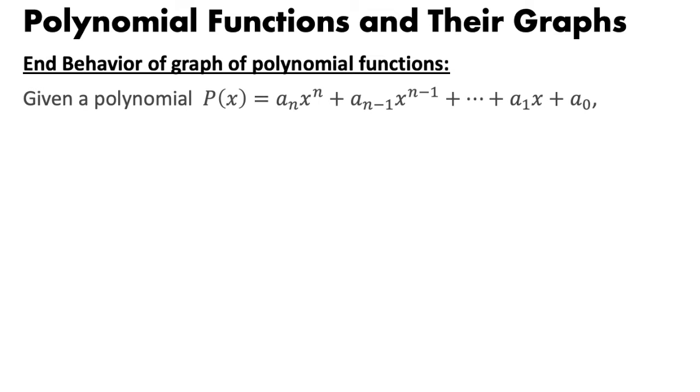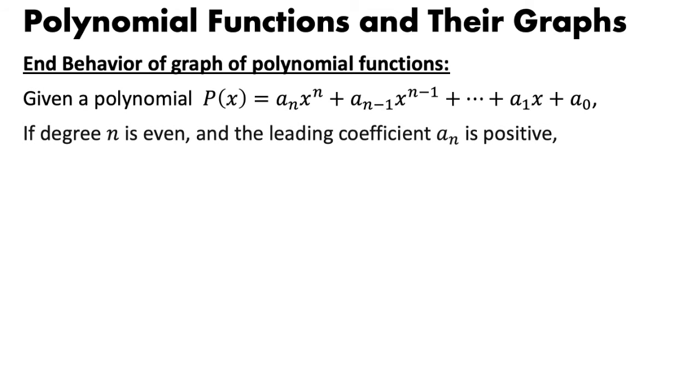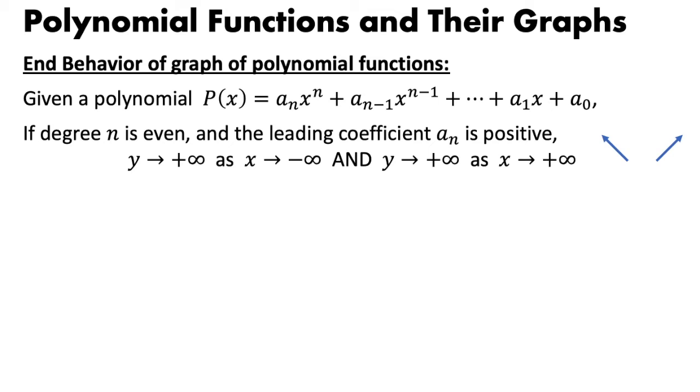The end behavior of a graph of a polynomial function is very important to us. We can use the end behavior to graph a polynomial and see how it behaves towards the end as x goes to negative infinity or positive infinity. So given this polynomial function, if degree n is even and the leading coefficient of the polynomial is positive, as x approaches negative infinity, y approaches positive infinity. And as x approaches positive infinity, y approaches positive infinity also.